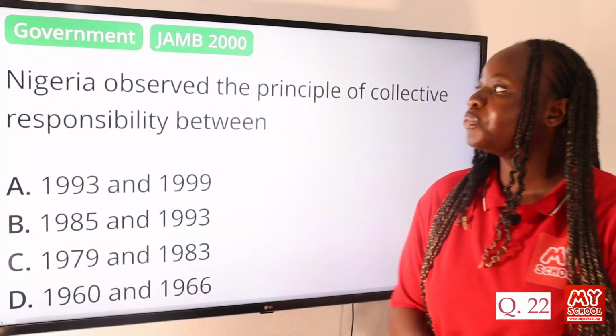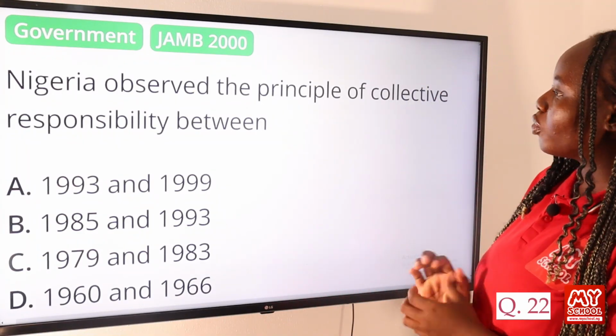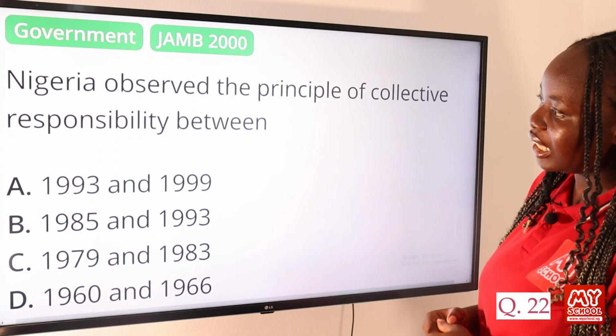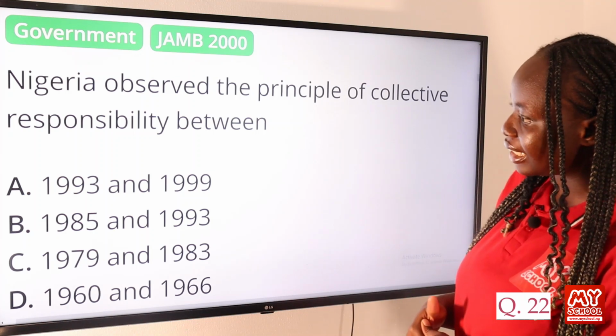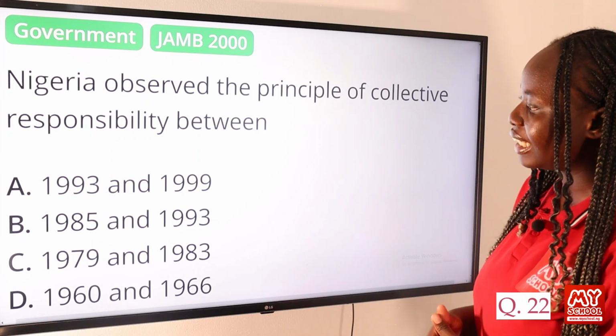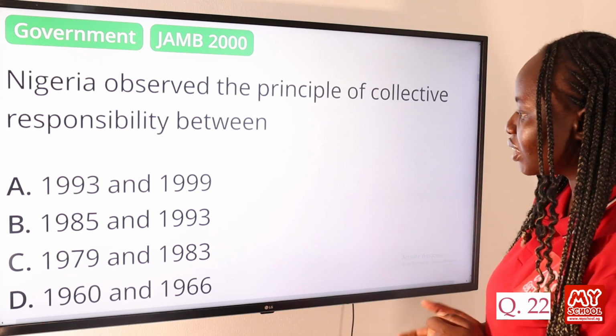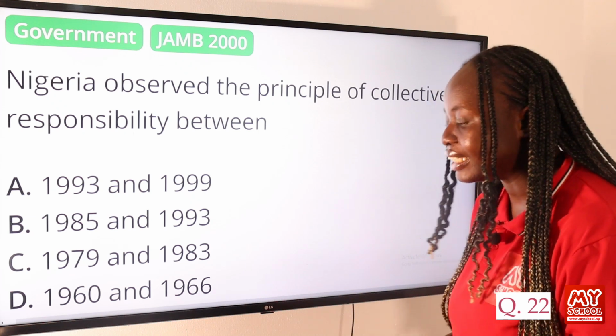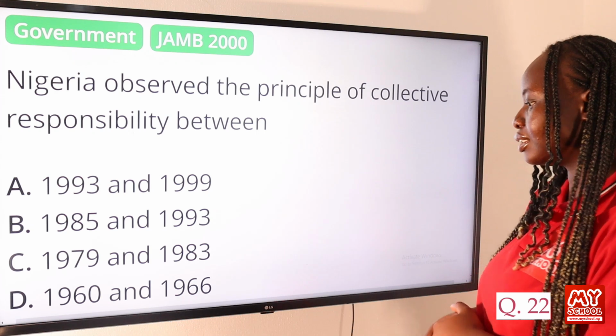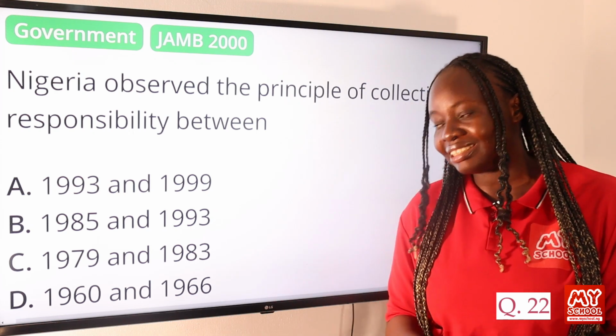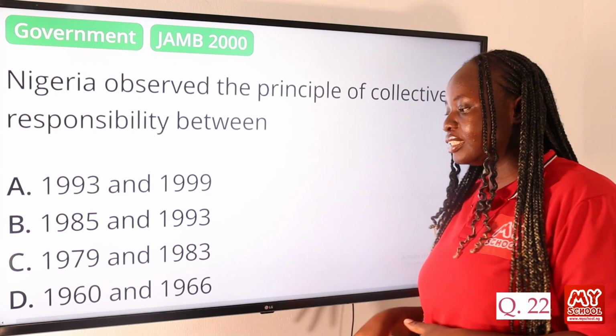Question 22. Nigeria observed the principle of collective responsibility between A. 1993 and 1999, B. 1985 and 1993, C. 1979 and 1983, and D. 1960 and 1966. So the answer to this question is option D, 1960 and 1966.